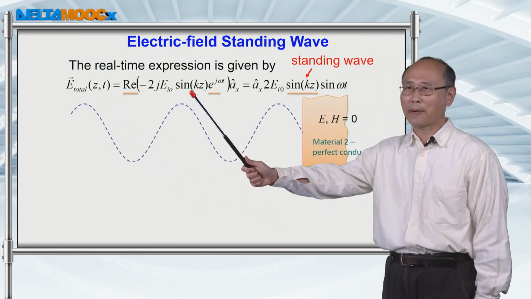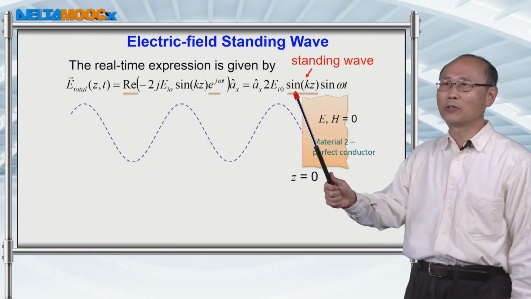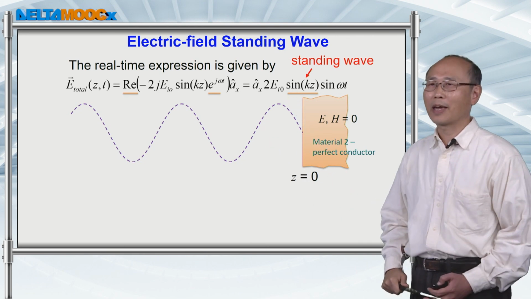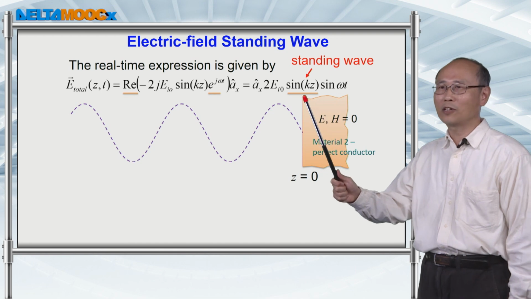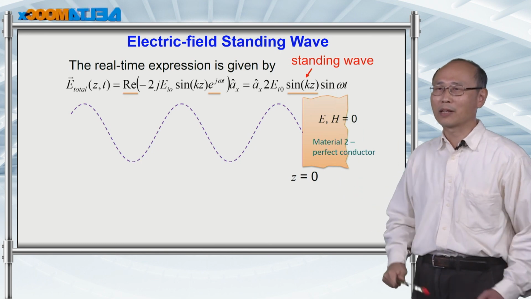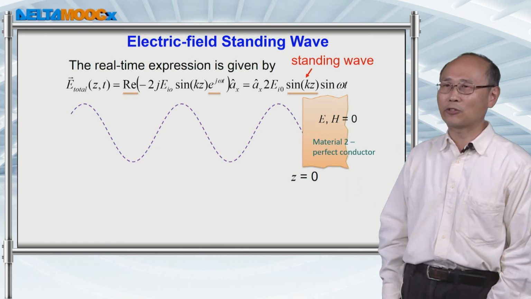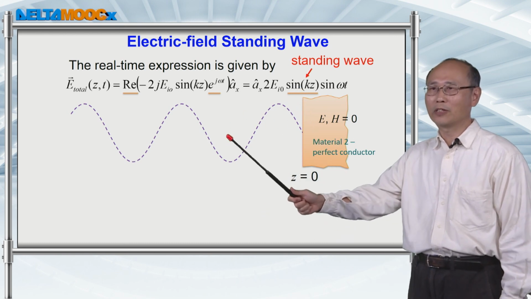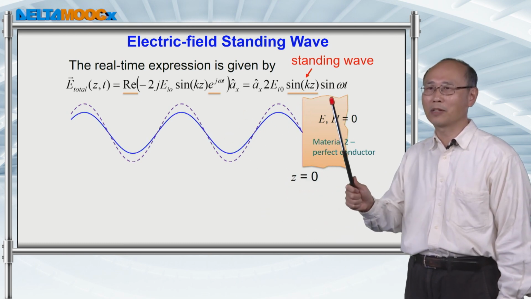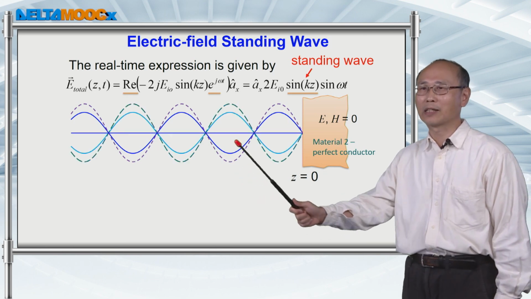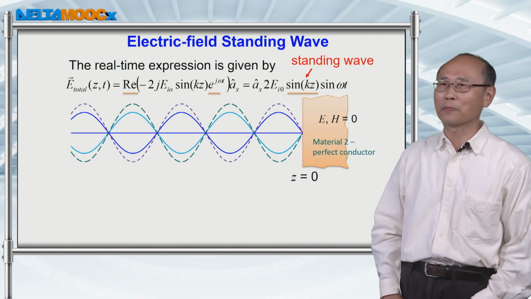Once you do this step, then you have the real expression of the electric field in this region. And again, this term sine kz is independent of time, but you have a sine omega t that changes over time. So if you plot the field in this region and allow the time to tick, then you'll see this standing wave pattern forming on the left-hand side of this boundary.